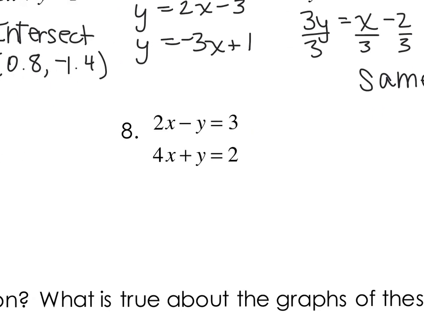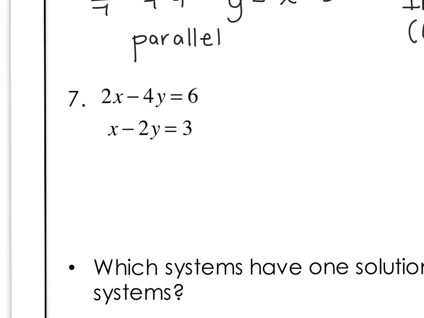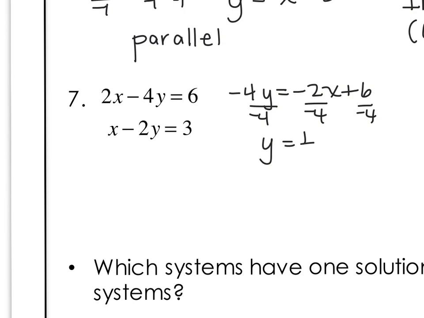All right, next example. Number 7. I'm going to write them both in slope-intercept form. So -4y equals -2x plus 6. Divide by -4. So y equals 1/2 x plus 3/2. Oh, minus 3/2. Oh, I almost missed that sign there.